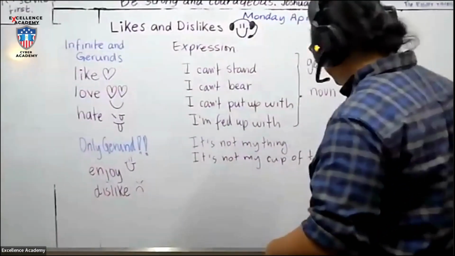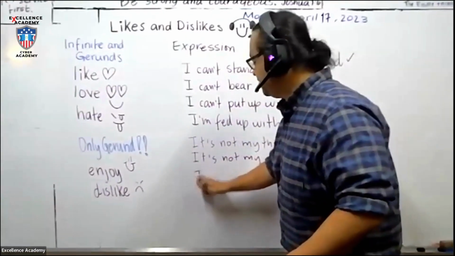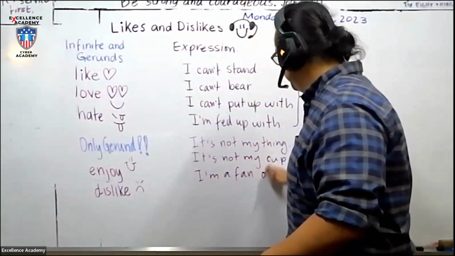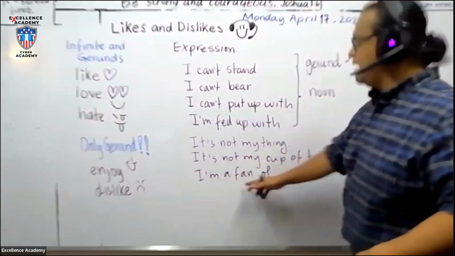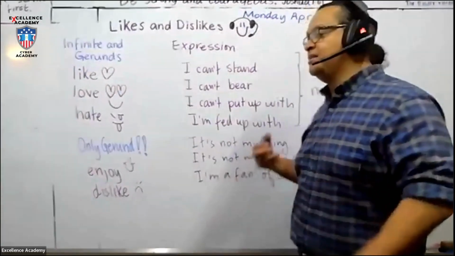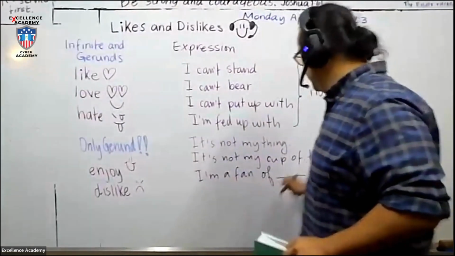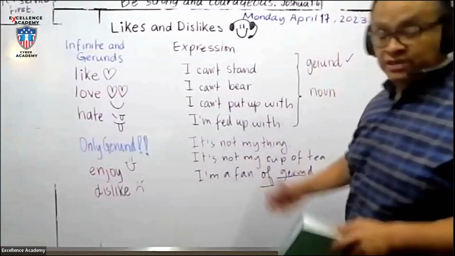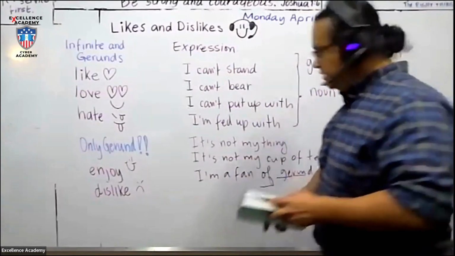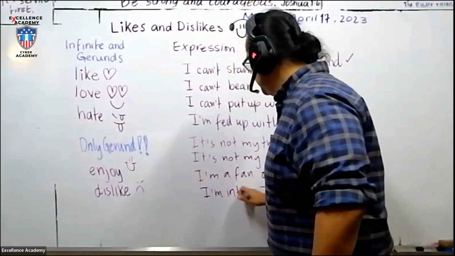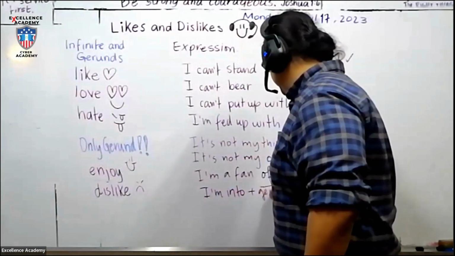And when you talk about your likes, you can use, for example, phrases like, I'm a fan of, and then you can mention the thing. I'm a fan of running in the morning. I'm a fan of swimming. I'm a fan of listening to music. So here you're going to use the gerund because you've got a preposition. Therefore, we use the gerund. Or you can also use the phrase, I'm into, plus a gerund.